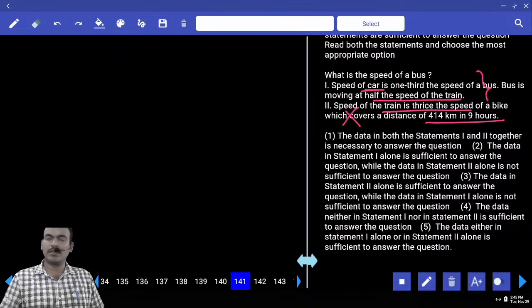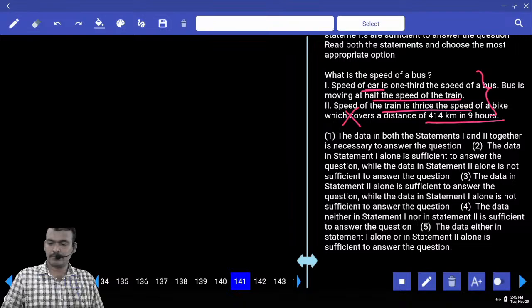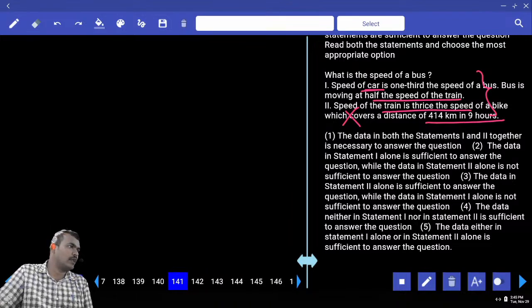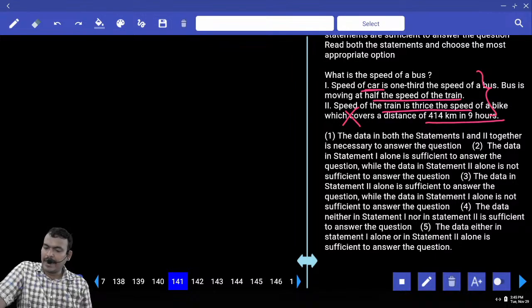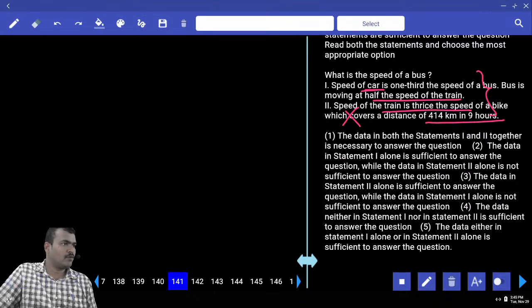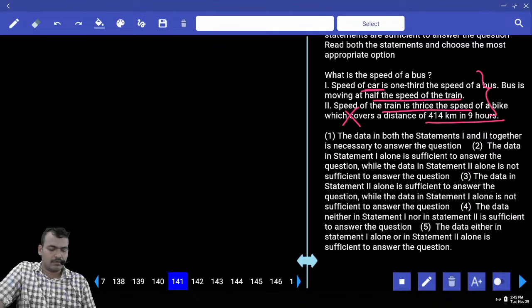By using both the statements, yes or no? Then the answer is both 1 and 2 together. From the second statement we get the train speed and bike speed. Already we know the second statement's bike value and train value. Obviously in the first statement, car and bus relation are given. By using both statements we get the answer.